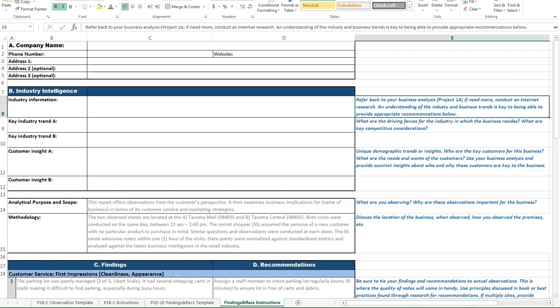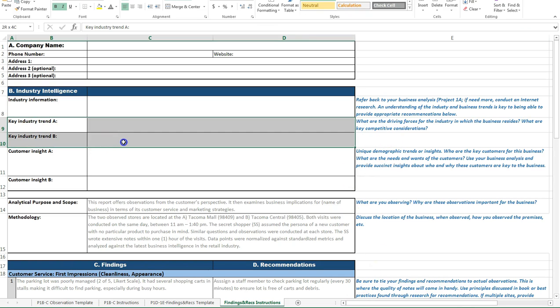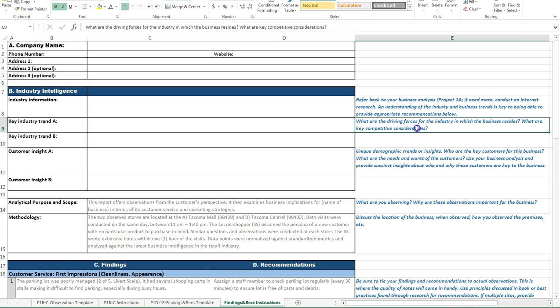If you need more information, then you need to do some internet search. Just make sure that you use credible sources as you find quality content to include here. And then for key industry trends that should have been in your Project 1A, I'm only looking for 2. And pay attention to this particular prompt that says, what are the driving forces for the industry in which the business resides? What are key competitive considerations?